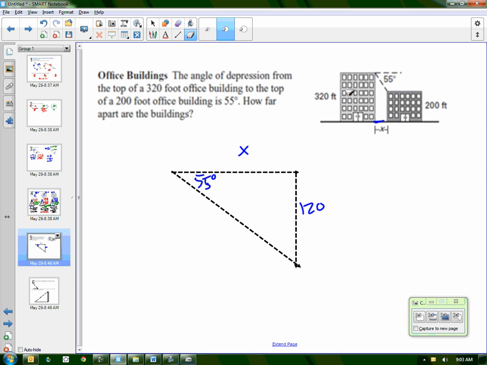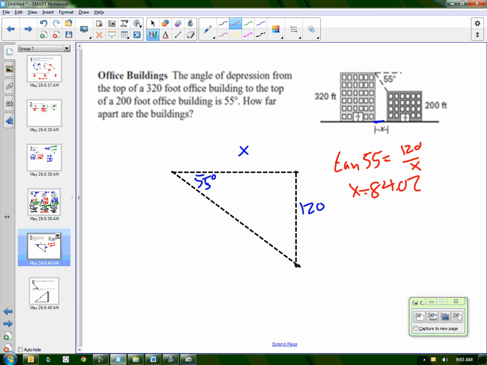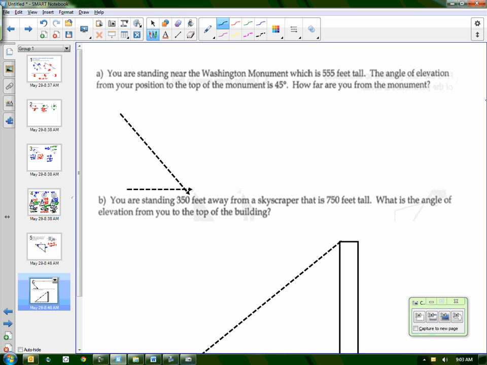And what am I looking for? How far apart? So my x is right there. Opposite over adjacent. Tangent of 55 equals 120 over x. So if I do 120 divided by the tangent, I get x equals 84.02, and that's feet. Home stretch, I've got my Washington Monument about like that.